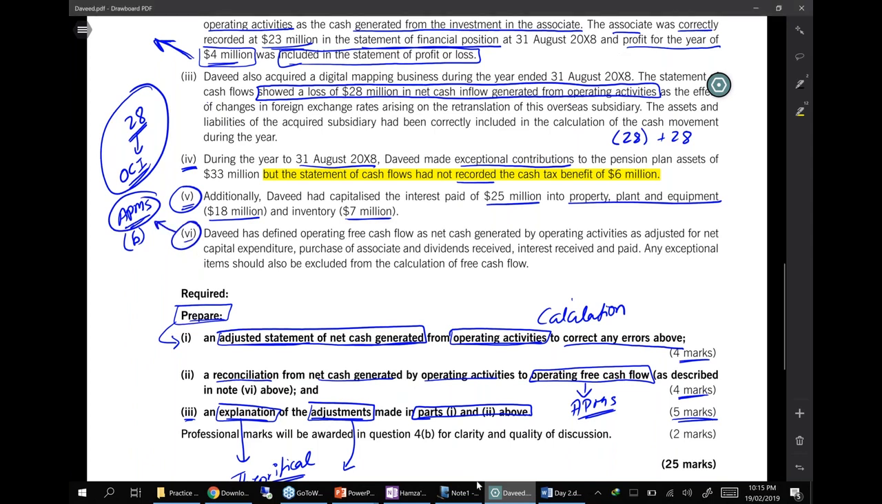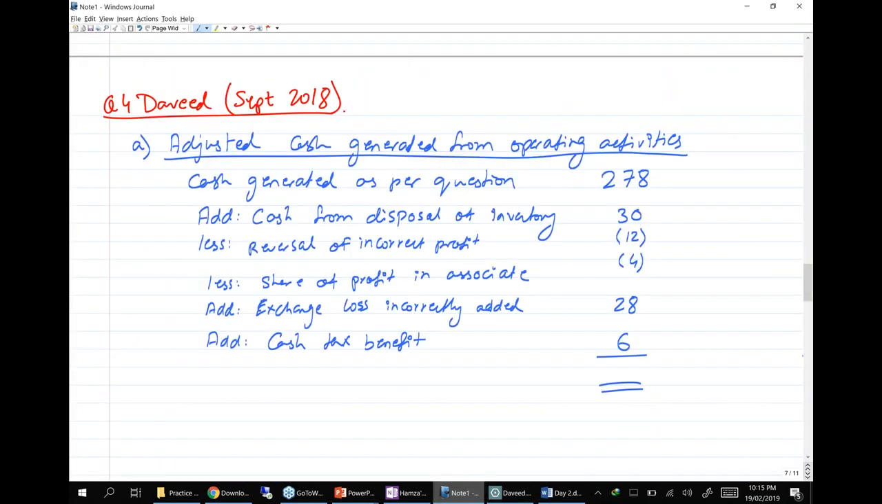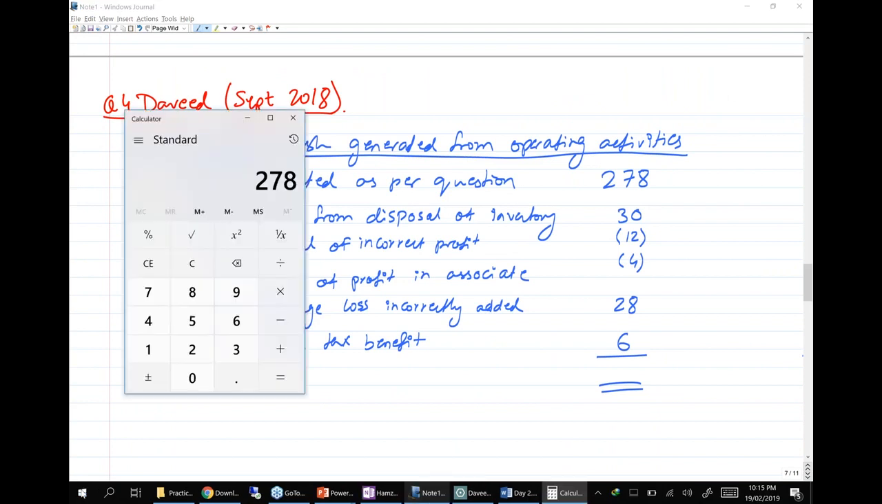So now if we calculate the total of our values, we're going to add 278 plus 30 minus 12 minus 4 plus 28 plus 6. We're going to get a value in total of 326.